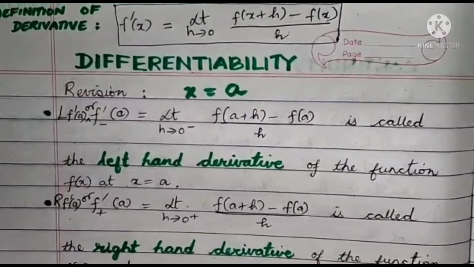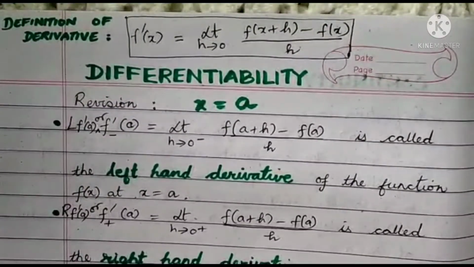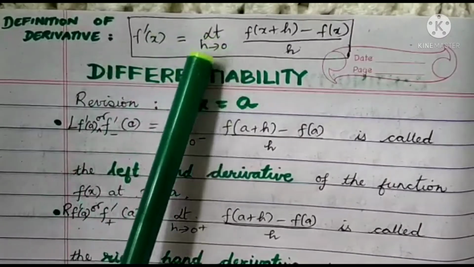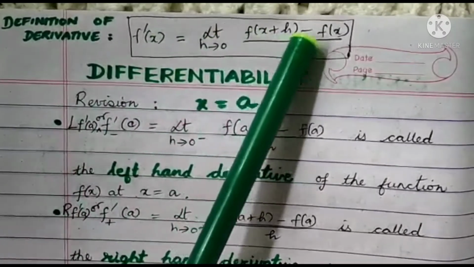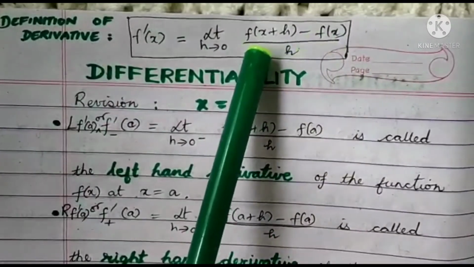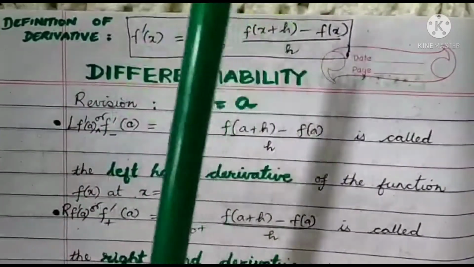Students, our topic for today is differentiability of a function. In order to understand the differentiability of a function, you need to know the definition of the derivative, which is f dash x equals limit h tending to 0, f of x plus h minus f of x divided by h, where h is a slight increment in x. I think you know this definition. Okay, we are going to use this.